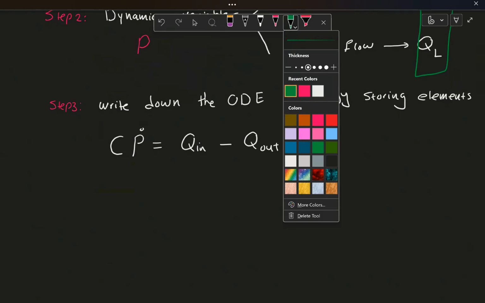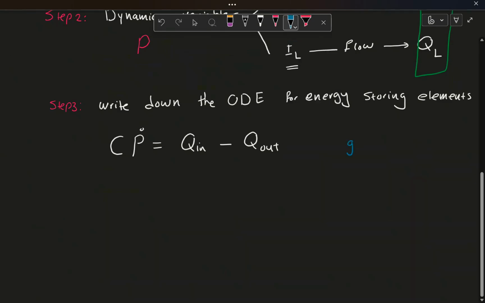If you remember from the electrical systems, your good terms were either your dynamic variables or your sources, your inputs. And whatever is not your dynamic variable and not your input is not a good term, and you have to rewrite it. So let's go and comment on P dot. Do you guys think that P dot is a good term or not a good term?